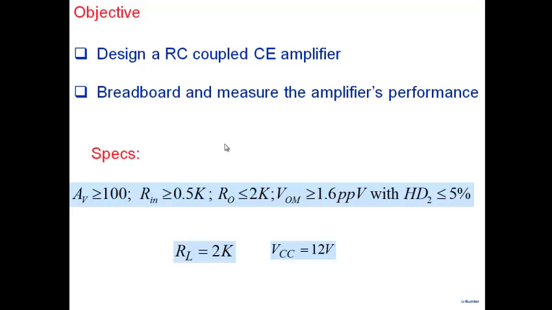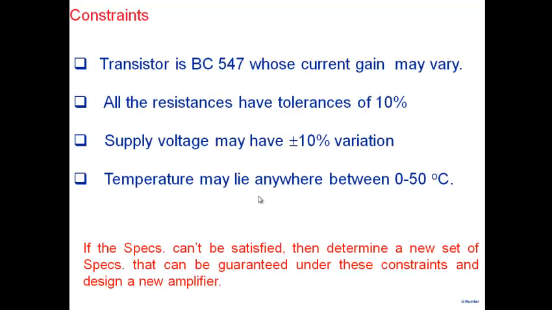Anyway, so this is relatively simple in the sense that you can do the design very quickly, and you can breadboard it and you can measure. All right. Now this is where, as I said, a little bit of a complication comes. And the complications are that the design that you have to do is not just for these specifications. That's part one of the design. The second part of the design is you have to do it under these constraints. That's the second part. That the transistor is BC547 whose current gain may vary.